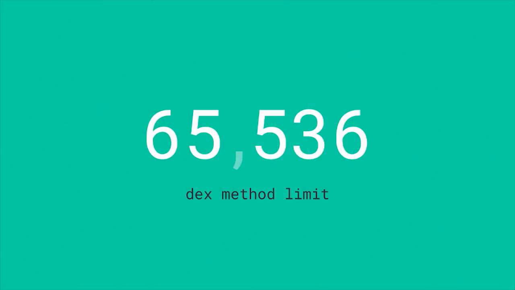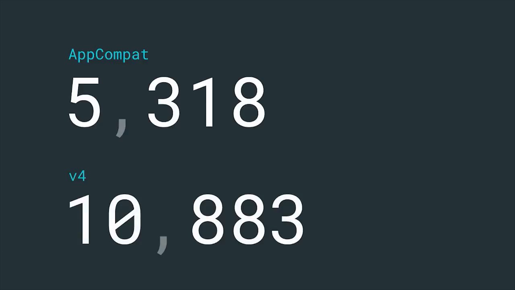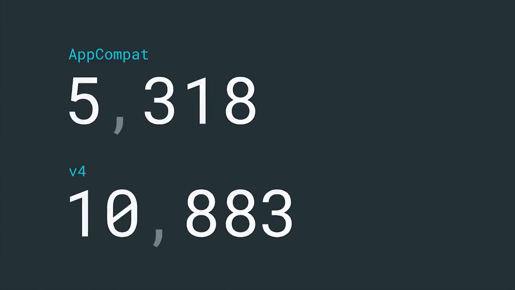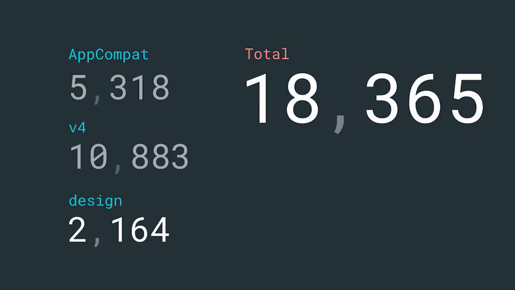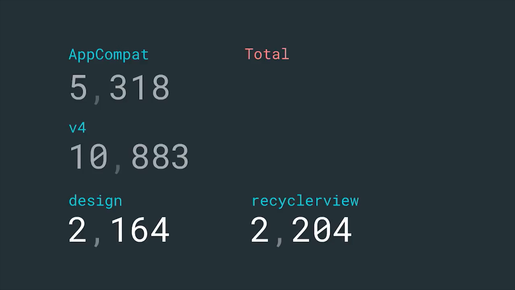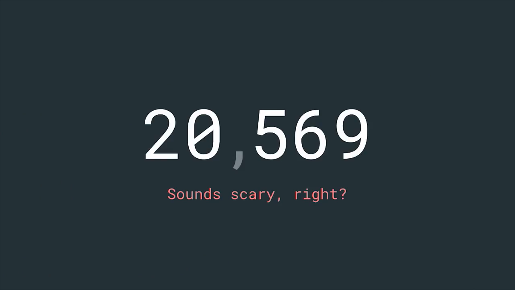So this is another number that you're probably familiar with. Not only is it a handy-dandy power of 2, it's also the DEX method reference limit. So how big are all these support libraries anyway? Well, AppCompat is kind of a few in terms of method count. The v4 library, okay, that's a little bit bigger. The design library, and RecyclerView too. Okay, well, that's kind of a big number. That's also a lot to ask developers to devote to some of these components.